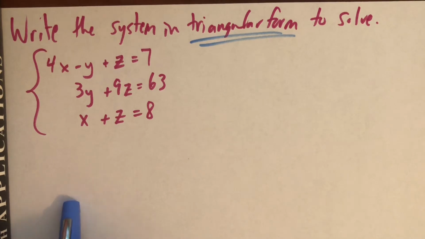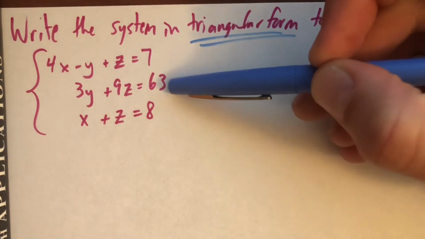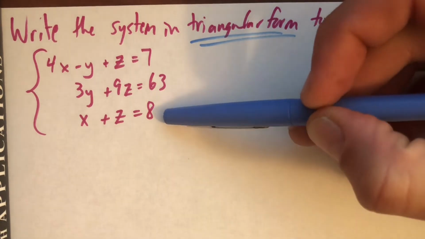The definition 8.3, where it defines what triangular form is, is on page 556 of the textbook. But that's essentially what we're going to do. We want to write the system so that we have in the first equation x's, y's, and z's. The second one we only want y and z, and then the third one we only want z.